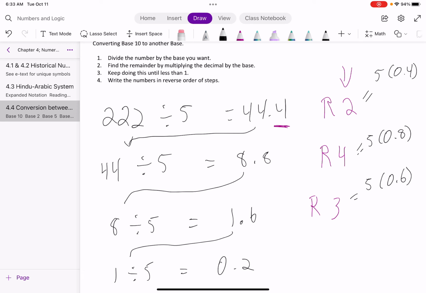And now I got a number less than 1, so I know this is my final step. And I multiply them together, which gives me a remainder of 1. Now did I get that? That was 5 times 0.2.